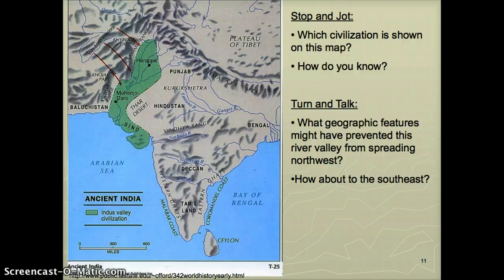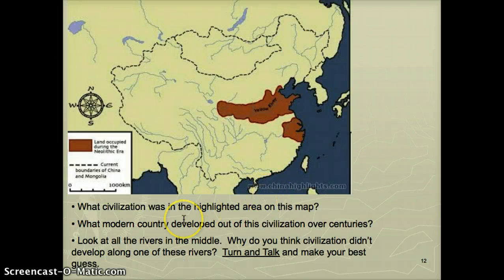All right, so let's go on to the next slide, slide 12. Now let's talk about what civilization is on your slide 12 map, and what modern country developed out of this civilization over many centuries. I also want you to look at the rivers in the middle. Why do you think civilization didn't develop along one of these rivers here? Turn and talk to your partner, and make your best guess on why it was the Yellow River Valley region, not the rest of these, where we had development. So go through those three bullet points now, and pause the video.